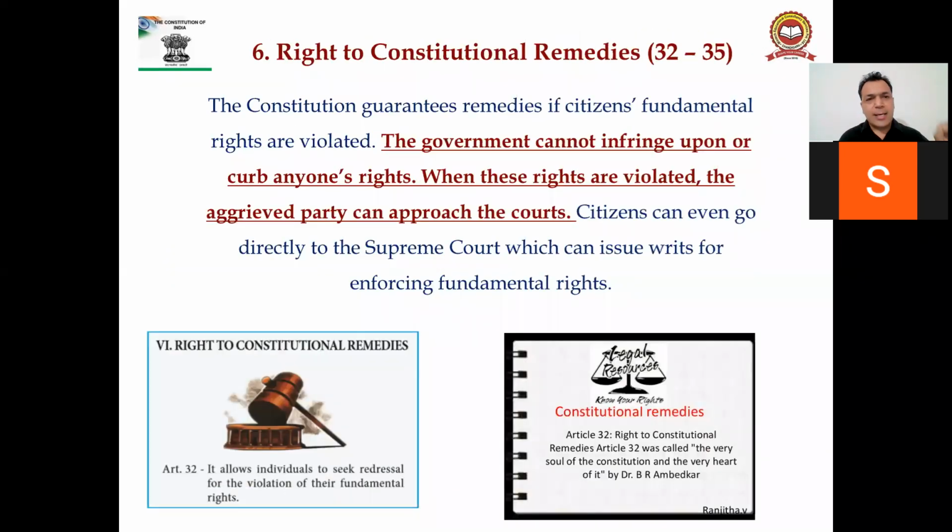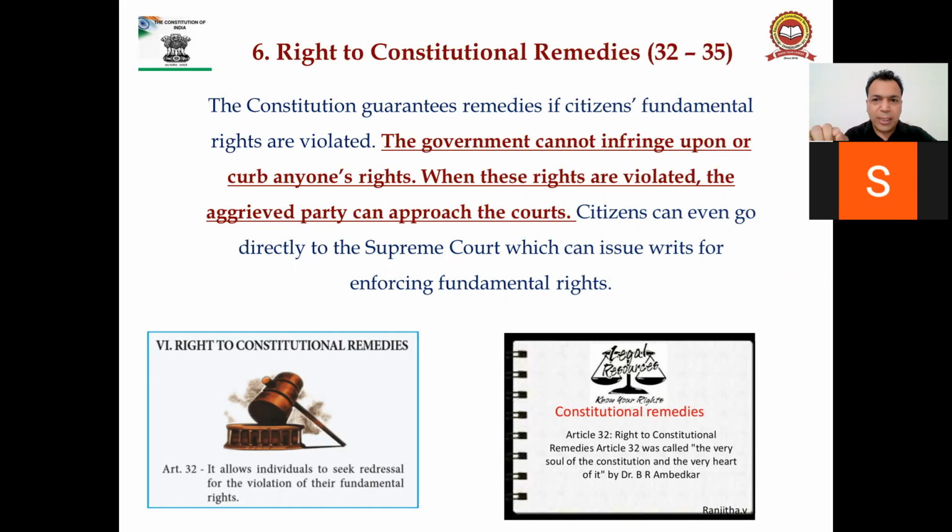And sixth is the right to constitutional remedies, Article 32 to 35. It was also called the very soul of the constitution and the very heart of it. It was said by Dr. Bhimrao Ambedkar. Okay, guys, this is important. So we discussed this right. Right to constitutional remedies, Article 32 to 35. The constitution guarantees remedies if citizens' fundamental rights are violated. If our fundamental rights are violated, then what happens?